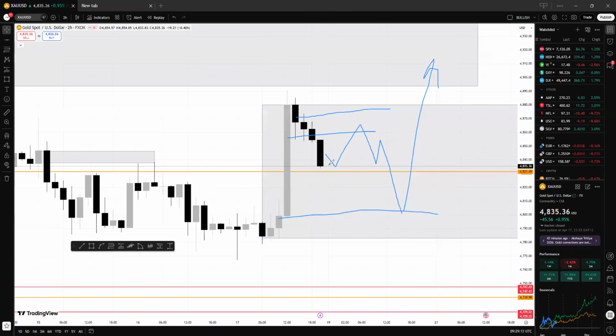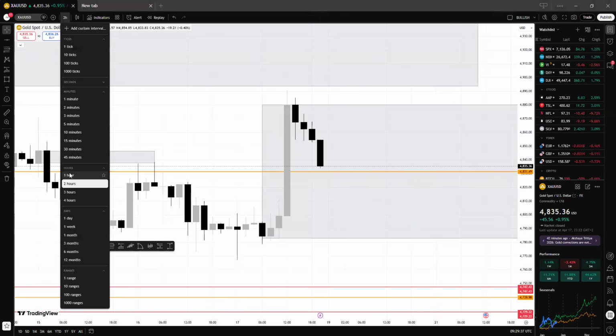So be careful of double bottoms, triple bottoms, double tops, and triple tops. And most of all, don't ever buy in your premium zone if you are in an uptrend. Only aim for the discount zone. So let's go to our H1.